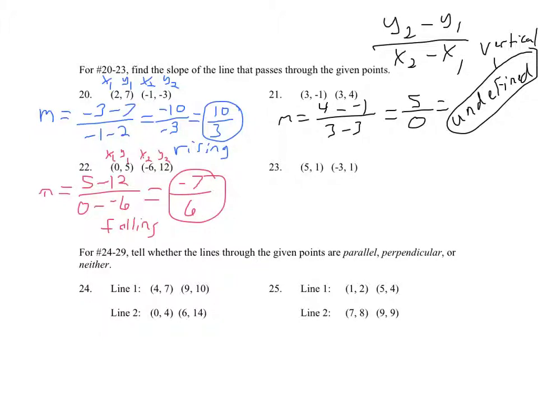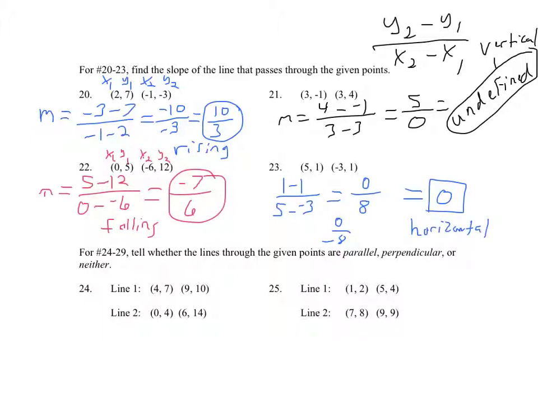All right, number 23. I'll do on top 1 minus 1. On bottom, I'll do 5 minus -3. So I'm going to get 0 over 8. Or if you did it the other way around, you'd get 0 over -8. Either way, 0 divided by a number equals 0. All right, so the slope is 0. This means that this is a horizontal line.